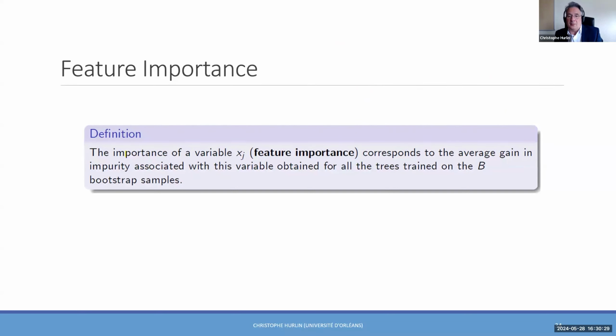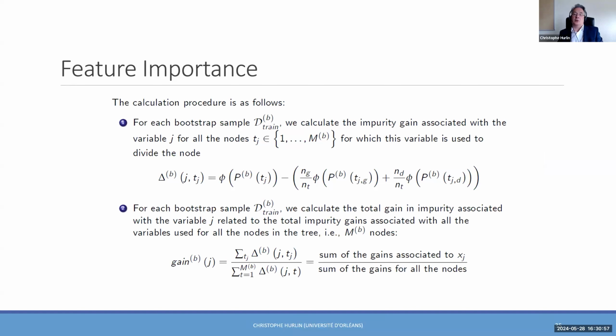So, the definition: the importance of a feature, or feature importance of a variable Xj, is the average gain in impurity, for instance in Gini, associated with this variable, obtained over all the trees trained on the capital B bootstrap samples. The formula is not complicated, but there are many sums, so we have to be very precise.